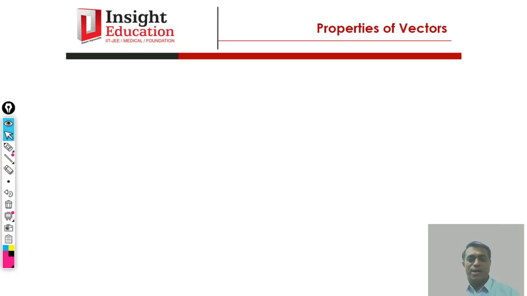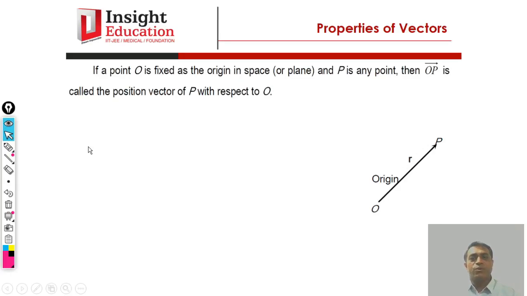Okay, so let us start with the position vector. So this is position vector. Position vector શું બતાવશે? So it represents the position of the object with reference to origin. આપણું origin છે સ્પેસમાં અને આ પોઈન્ટ P એની પોઝિશન કોણ બતાવશે? પોઝિશન વેક્ટર R. So point O is fixed as the origin in space. Okay, so P any point, OP is called position vector of P with respect to O.